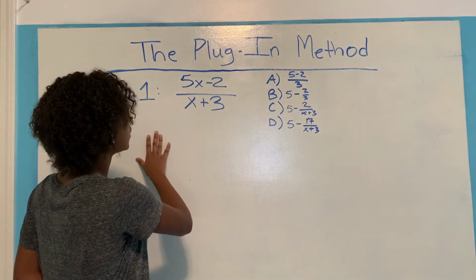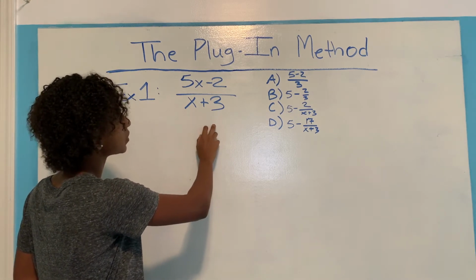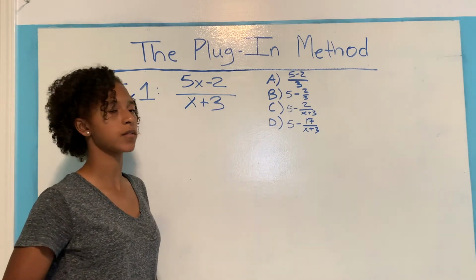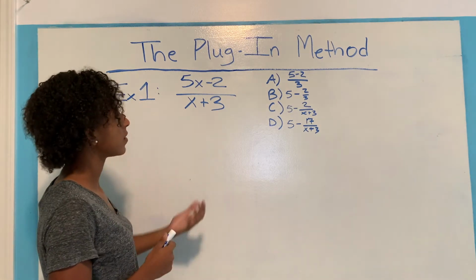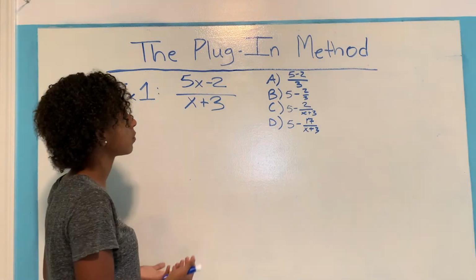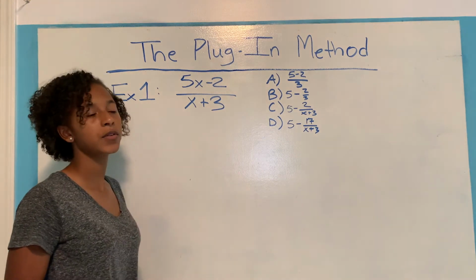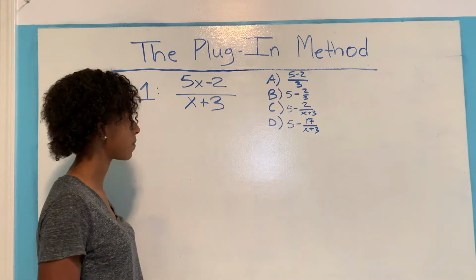The example that I use here is (5x minus 2) over (x plus 3) is equivalent to which of these answer choices, right? So I would say that this is a plug-in problem just because they have a big fraction with variables and they're saying what is it equivalent to, right? And they're giving you a lot of answer choices over here.